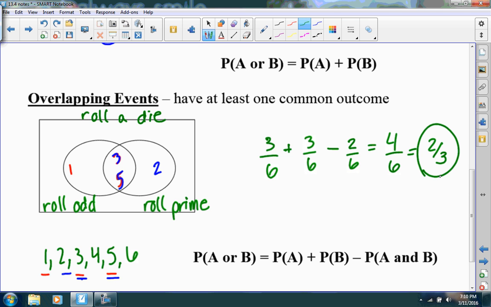So there's a 2/3 probability that I will roll an odd number or a prime number.